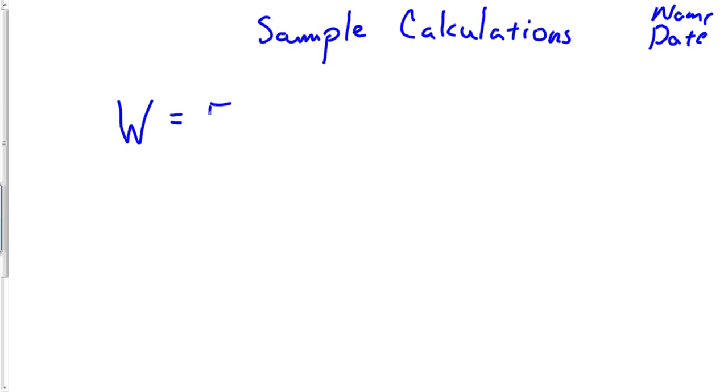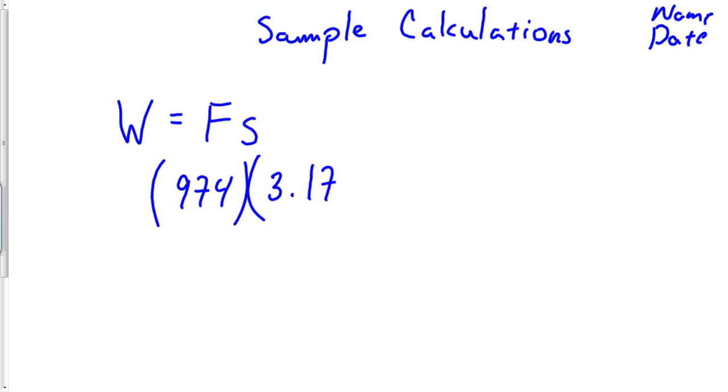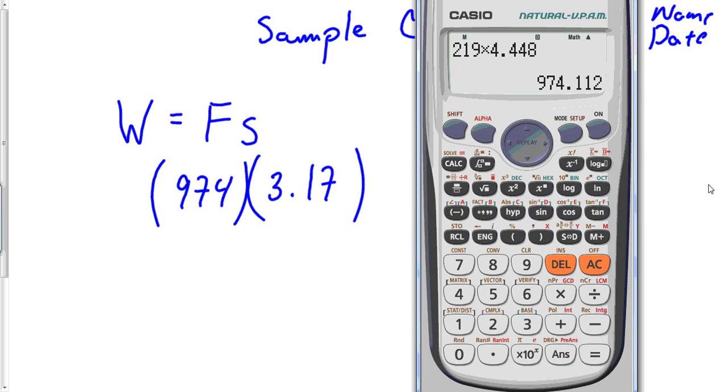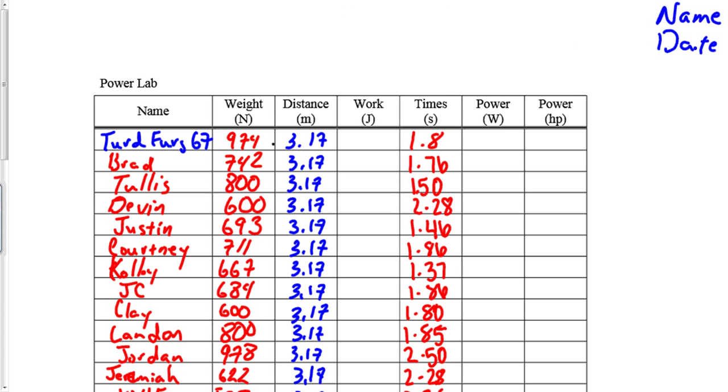First one I'm going to do, to find work, is nothing but force times distance. For me, the force had to at least be my weight, and I ran 3.17 meters, which means, for me, 974 times 3.17 means the work that I did in running up those bleachers is 3,088 joules. So now I'll go back to my data table, and I will fill that in, 3,088.